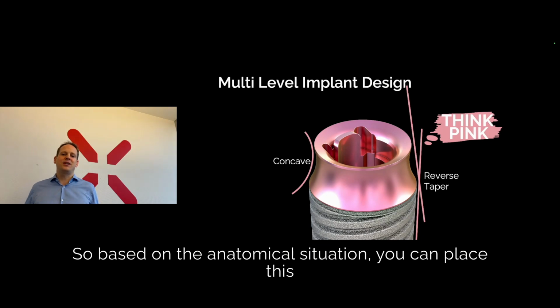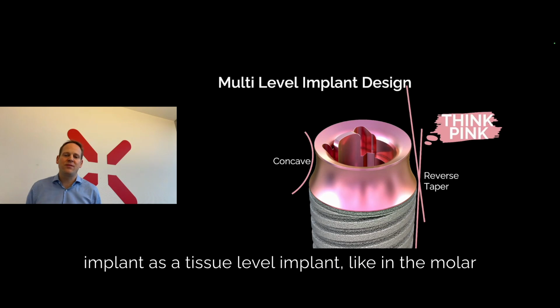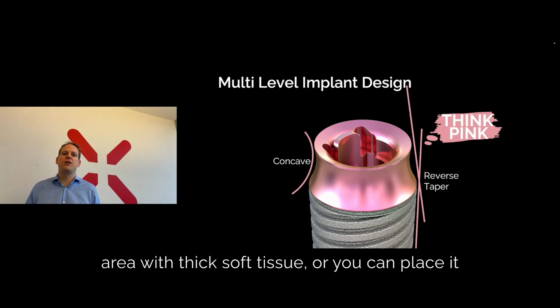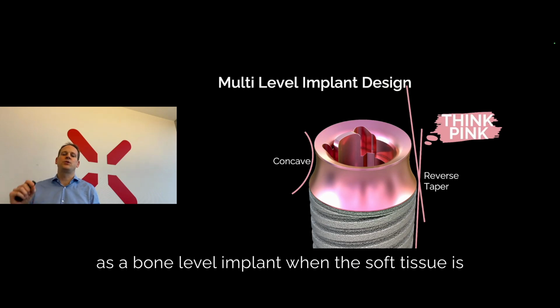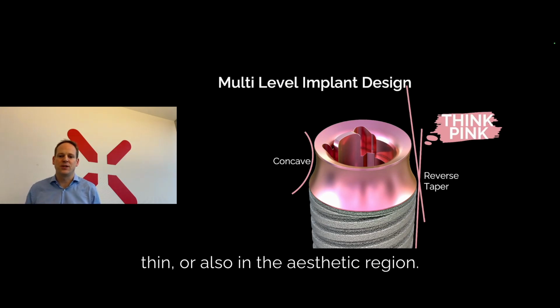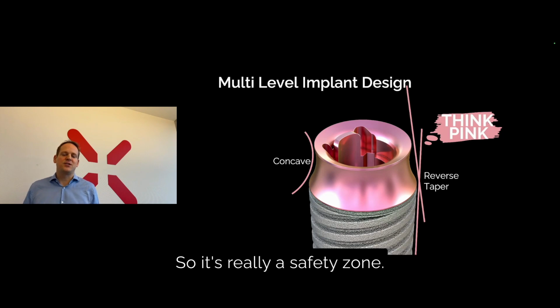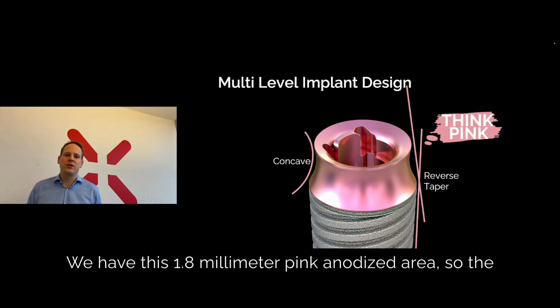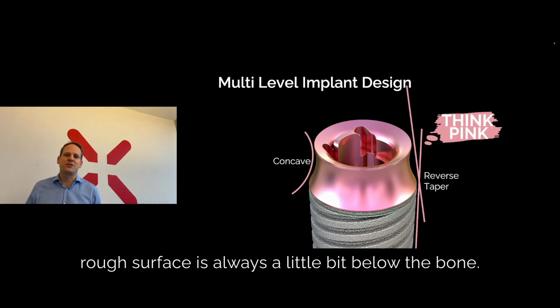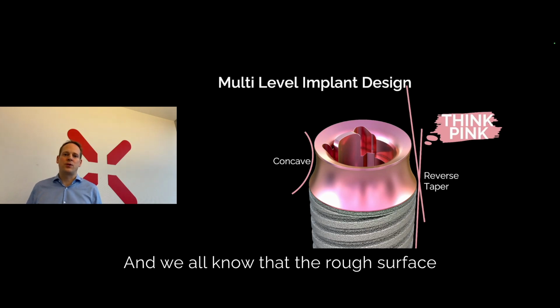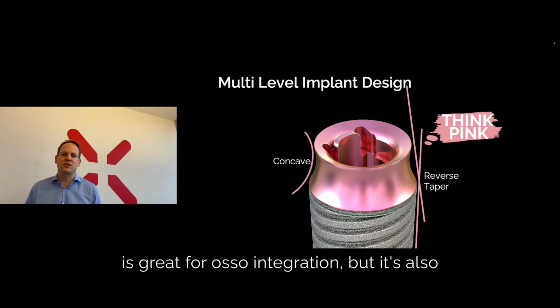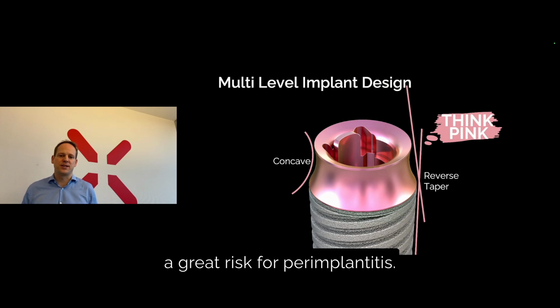Based on the anatomical situation, you can place this implant as a tissue level implant, like in the molar area with thick soft tissue, or you can place it as a bone level implant when the soft tissue is thin, or also for aesthetic reasons. So it's really a safety zone to have this 1.8 millimeter pink anodized area. The rough surface is always a little bit below the bone, and we all know that a rough surface is great for osseointegration, but it's also a great risk for periimplantitis.